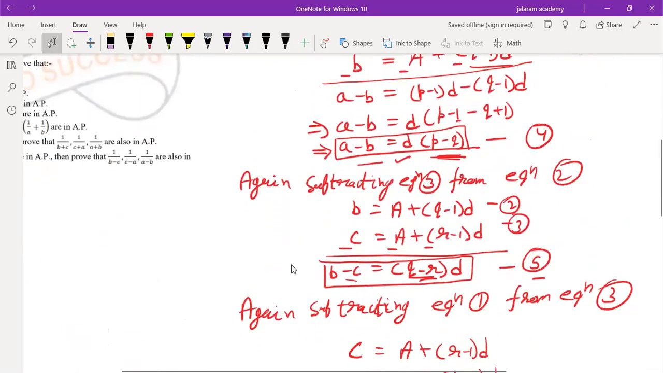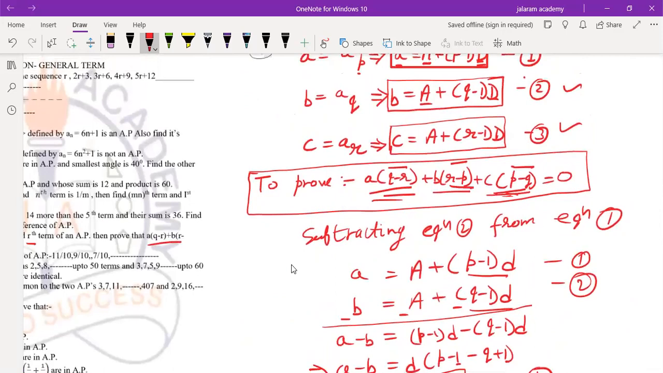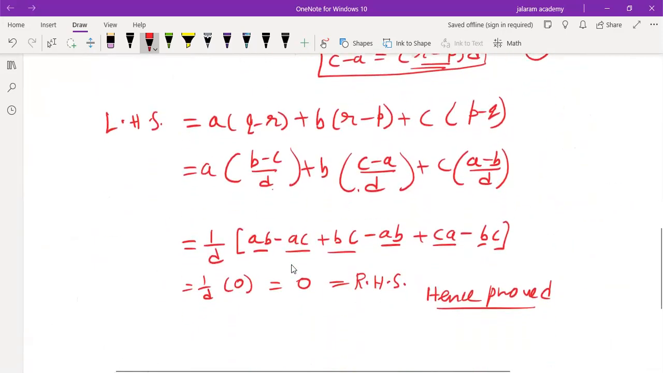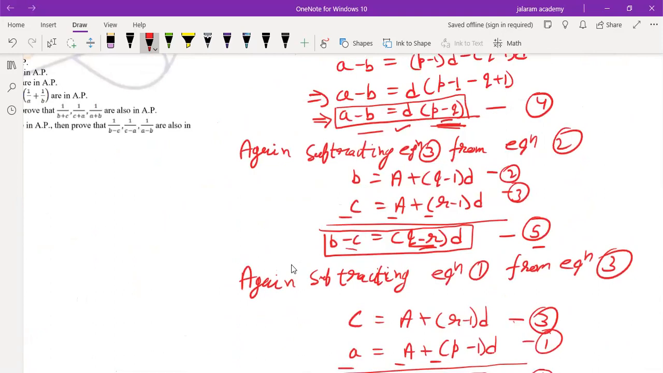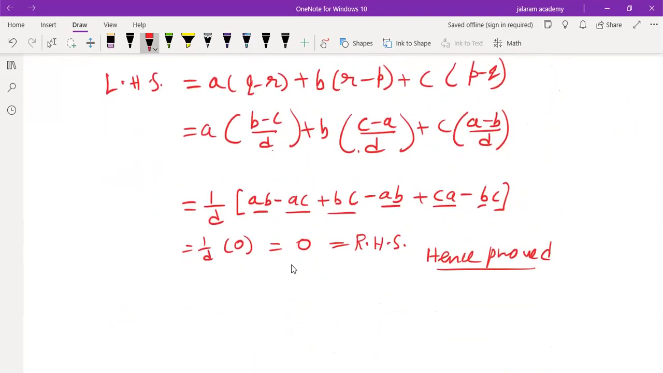Again, when we subtract third from the second, it is giving B minus C equals Q minus R into D. When we subtract first from the third, it is giving C minus A equals R minus P into D, and we require this also. And when we substitute these values using equation 4, D will be transferred to the left hand side denominator. So P minus Q equals A minus B upon D, Q minus R equals B minus C upon D, and R minus P equals C minus A upon D. When we substitute, everything will be cancelled out and the answer is 0.